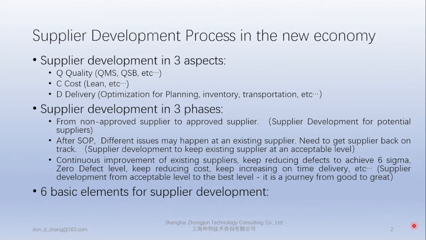And there are 6 elements for supplier development. They are man, machine, material, methods, measurements, and the environment. Normally, when we do root cause analysis, we do analysis from these 6 elements. And of course, we find some root cause there, and we need to work on them. That's a kind of development. So that's the overview of supplier development.